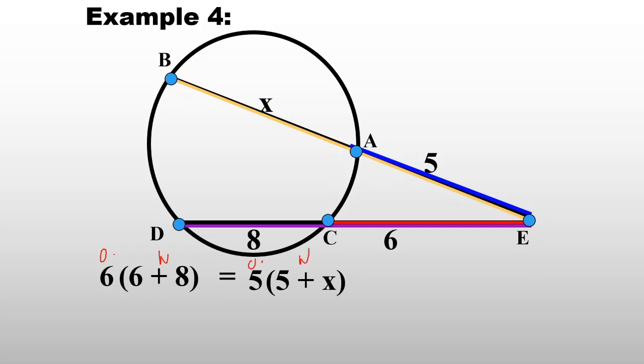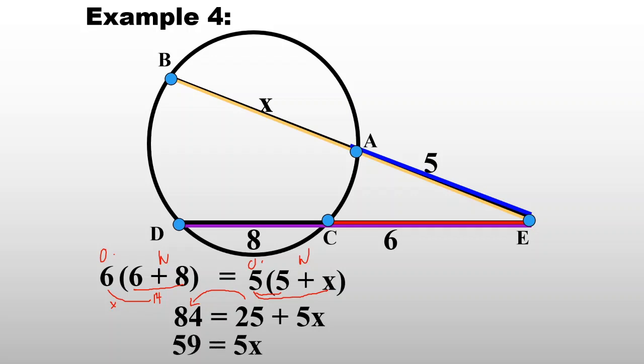So, simplify this. 6 plus 8, that is 14. Then, times mo sa 6. 6 times 14, which is 84. Equals 5 times 5, which is 25. Then 5 times x, which is 5x. So, 25 plus 5x. Then, i-minus mo itong 25 dito kay 84. So, 84 minus 25 is 59 equals 5x.